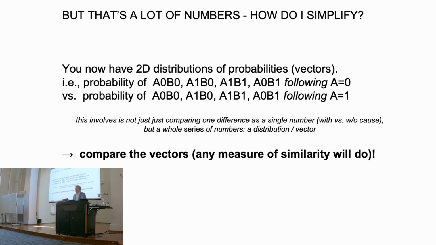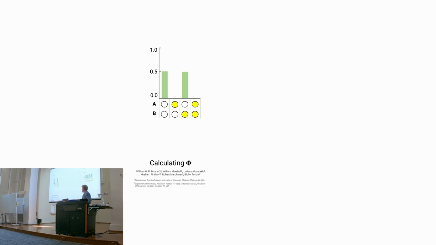And so again, there's a myriad of ways to do it. You're going to end up with something like this, where you have something before and after intervention. I'm taking this from the excellent tutorial by Will Mayner, Billy Marshall, Larissa Albantakis, Graham Findlay, Robert Marshman, and Giulio Tononi, where they walk you through this logic. What they're slowly introducing in these papers, what they're showing right here, would be neuron A being inactive as an empty circle, B being inactive as another empty circle, neuron A being active as a filled circle, and so on, all of the possible states of these neurons. And then you see how often each occurs.